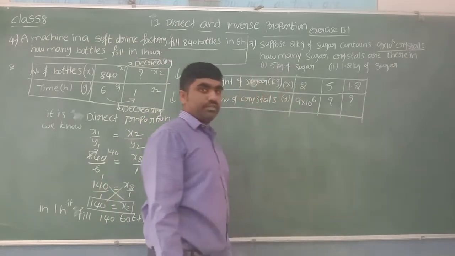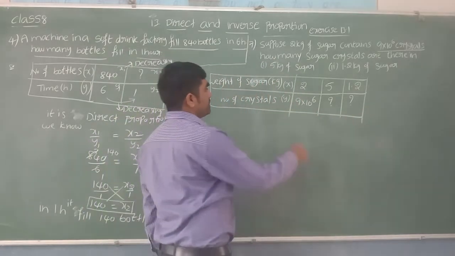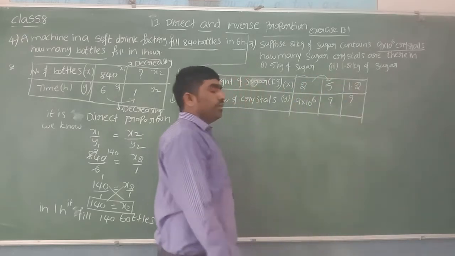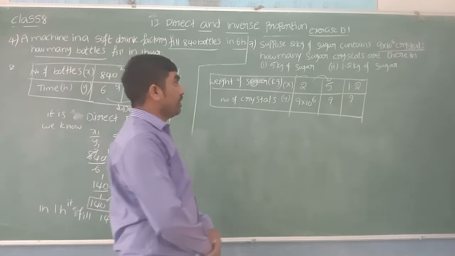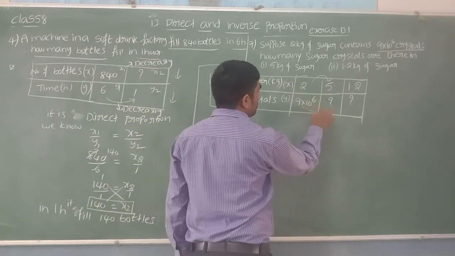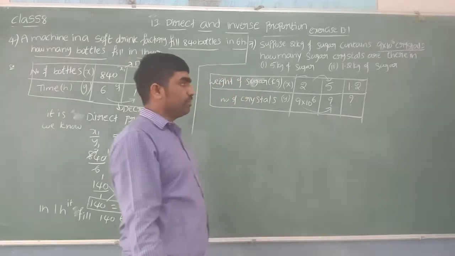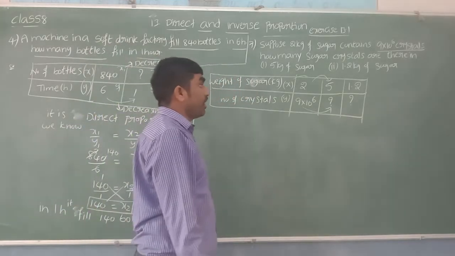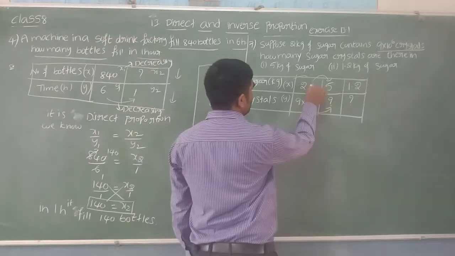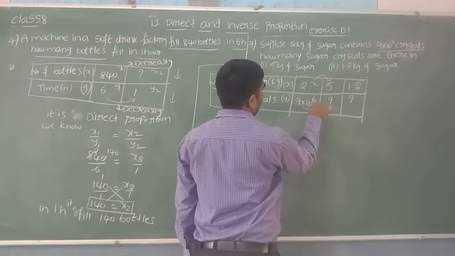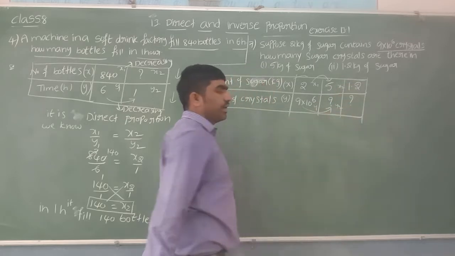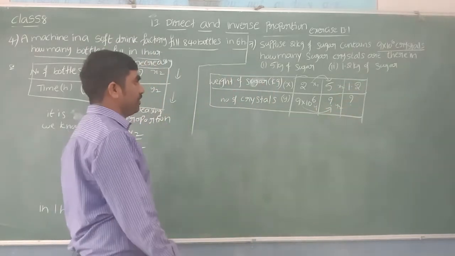Here you can see better. Number of kg are increased from 2 to 5. When the number of kg increases, automatically the number of crystals also increases. Both will be increased, so it is in direct proportion. So this will take x1, y1, and x2, y2. Here y2 is the unknown value. We need to find the value of y2.